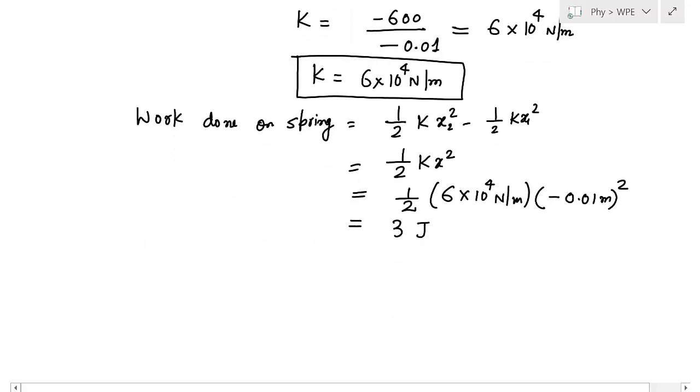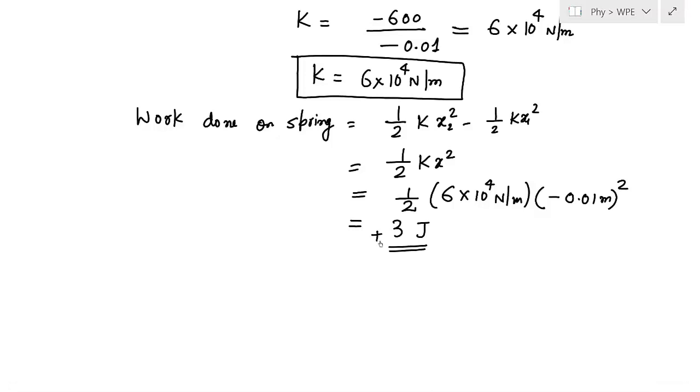So this is the work done on the spring. You see, this is a positive quantity. This means this amount of work has been done on the spring. This is logical because when you are compressing the spring, you are doing some work on the spring. Similarly, if you are elongating the spring, you are doing some work on the spring. That's why this is a positive quantity.